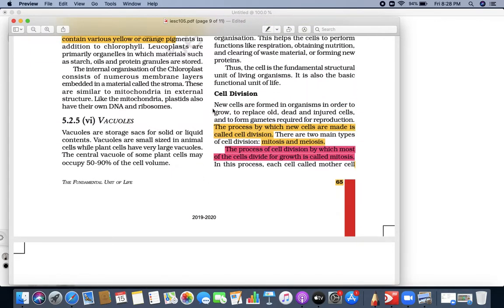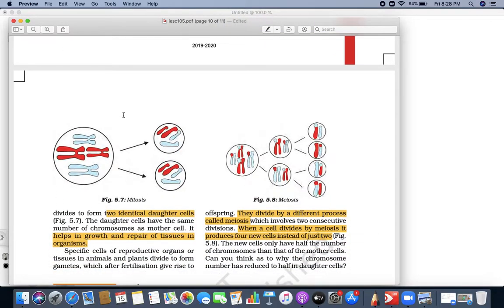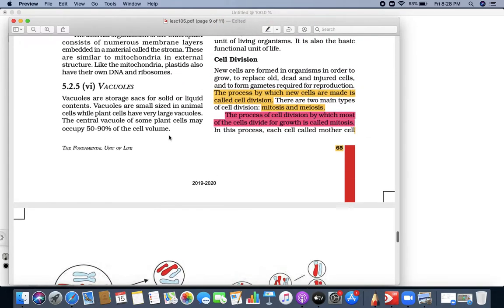So what we learned in cell division: cells divide in order to grow and to replace old, dead and injured cells. There are 2 processes, mitosis and meiosis. In mitosis, a mother cell divides into 2 identical daughter cells, and both have the same number of chromosomes as the mother cell. In meiosis, a mother cell divides into 4 daughter cells, each having half the chromosomes of the mother cell. Clear? So this is the small topic, cell division.